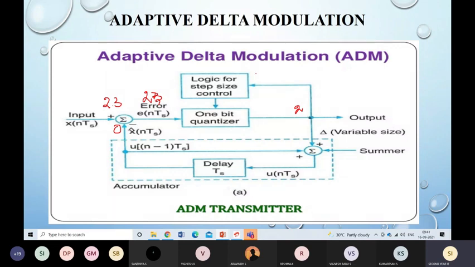This value is given to the step size controller. The logic for that is, it will control your step size. It will vary your step size based on the amplitude which we are getting here. So 3 now, it will again vary by 3. It will send that value to the 1-bit quantizer. Again it will vary the step to 2. Earlier, only a single step would increase, whereas here the step varies based on the value.